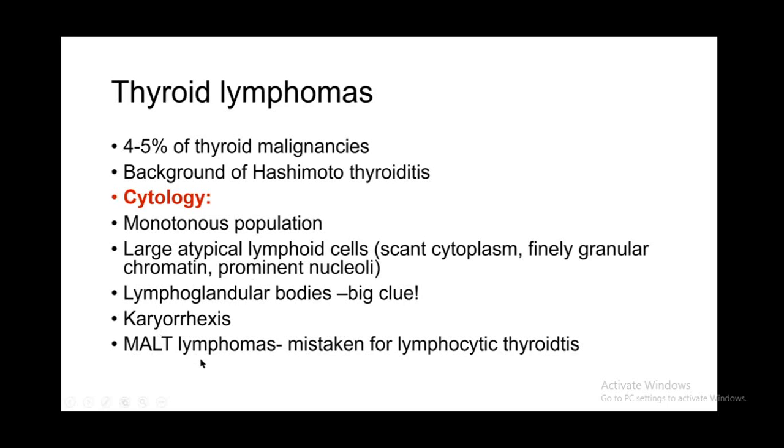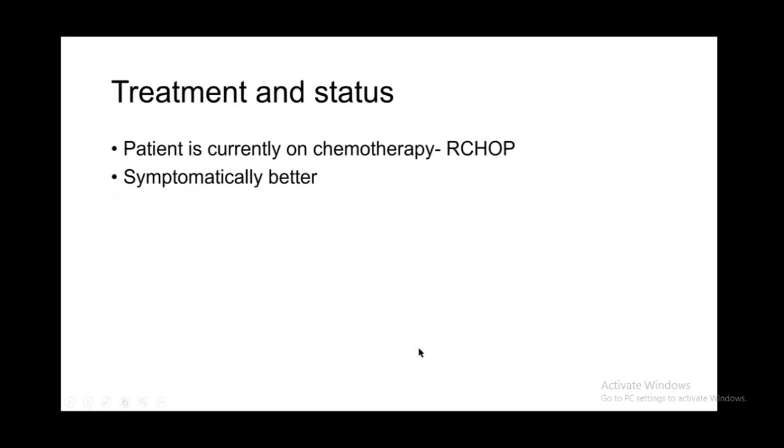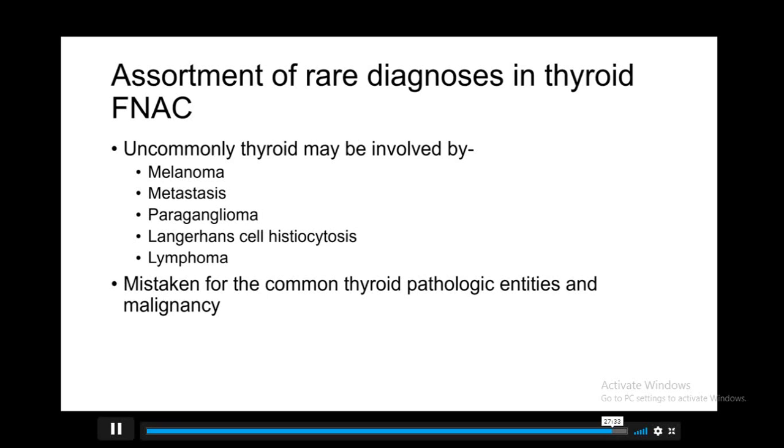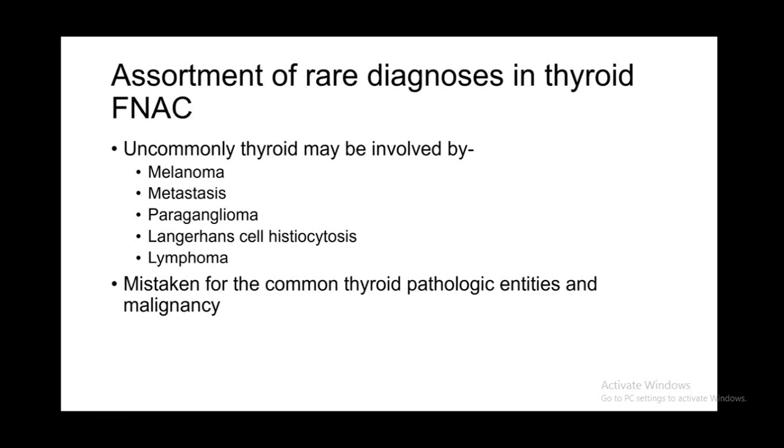So lymphomas do occur in the thyroid, and they may be mistaken for lymphocytic thyroiditis. So this patient received chemotherapy and is symptomatically better now. So we've seen an assortment of rare diagnoses in thyroid FNAC, which caused a challenge while reporting. It would be worthwhile to remember that thyroid FNAC is a common material for reporting in cytology.